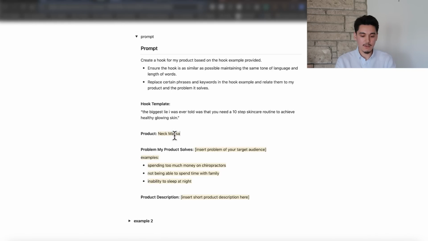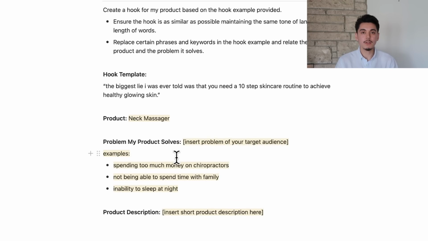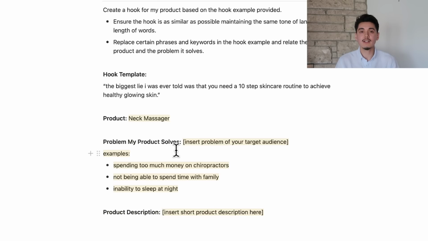So again, just make sure to put a really short or condensed version of your product name. And the product that I'm going to be using for this video is a neck massager, which you're going to be seeing in just a second. And on this section of the prompt, you basically just want to put in what type of problem your product is actually solving. And this part is going to be really important because this is essentially the angle of what your script is going to be talking about.